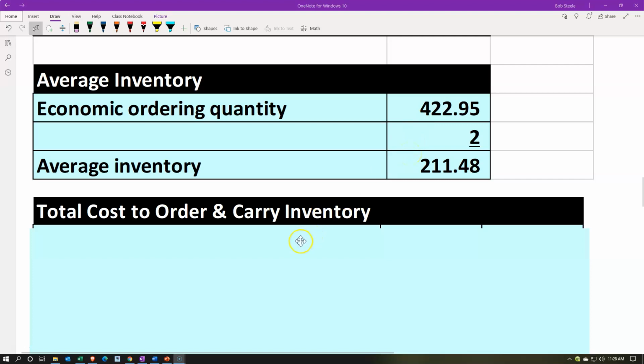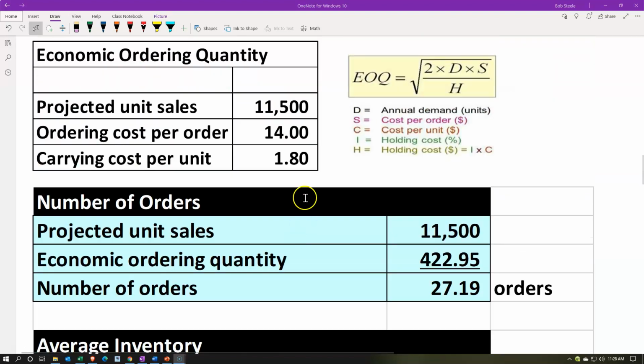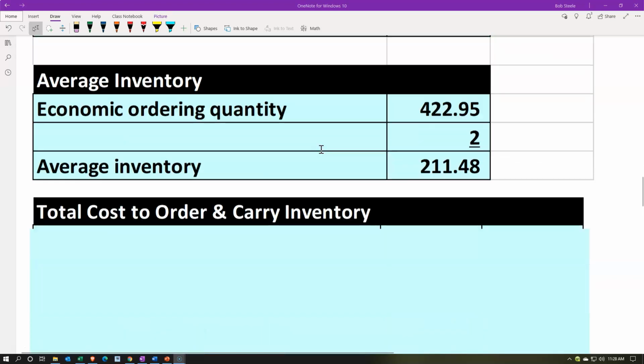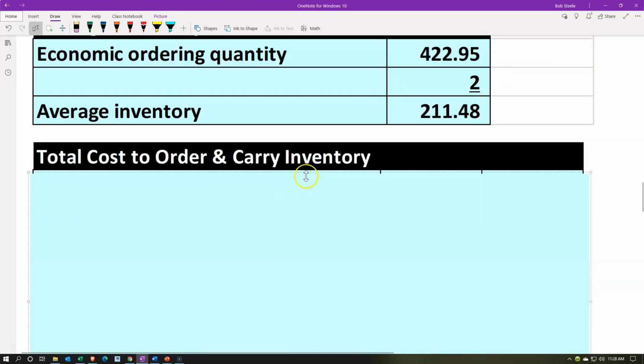Now we're going to think about the total cost to order and carry the inventory. So in other words, we've thought about the optimal size that we should have in order to optimize the costs. Now let's figure out what the actual costs would be for these two items if we ordered that many units, for the ordering cost per order and the carrying cost per order. So we're going to balance these things out, you'll recall. Let's do the ordering costs first.